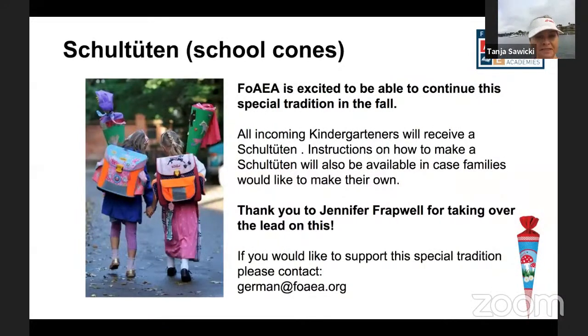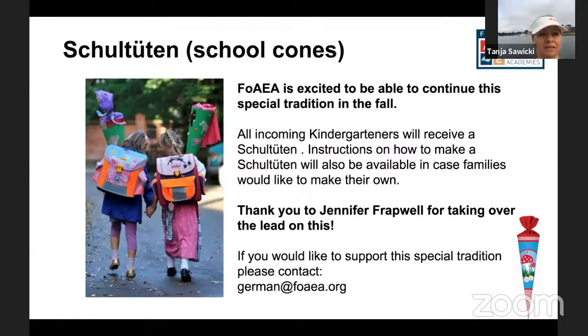Jennifer Frapwell has agreed to take that over. The Schultüten, for those that don't know, are something of a German-speaking tradition. All of the children that first go to school are presented with a Schultüte or a school cone, which has a few goodies in it, chocolates and gummy bears and such, and some things for school like rulers and scissors and pencils, just something fun for the kids to make their transition into the school world a little bit easier.